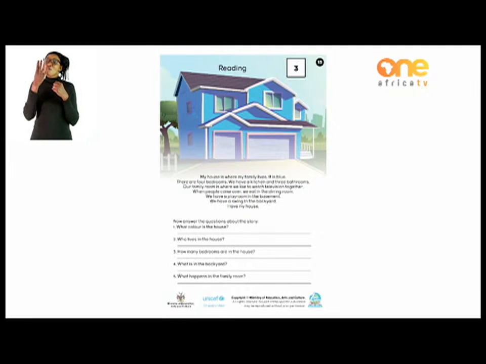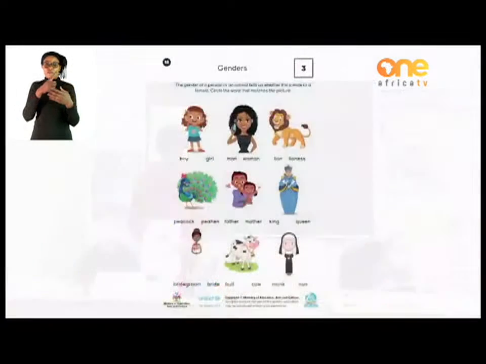Question 3. How many bedrooms are in the house? 4 bedrooms. What is in the backyard? Good. There is a swing in the backyard. Question 5. What happens in the family room? We watch television. And remember, boys and girls, we always start with a capital letter and we end the sentence with a full stop. Let's continue with the next page, page 16.